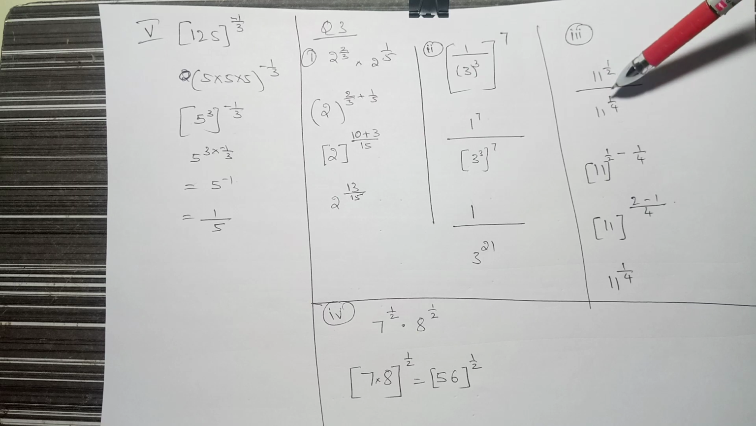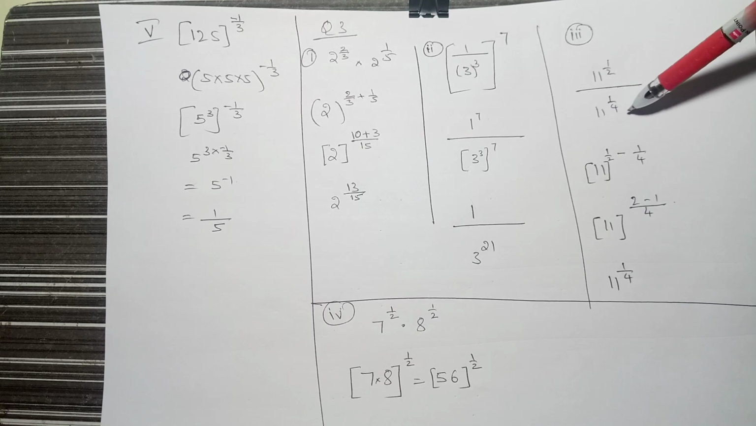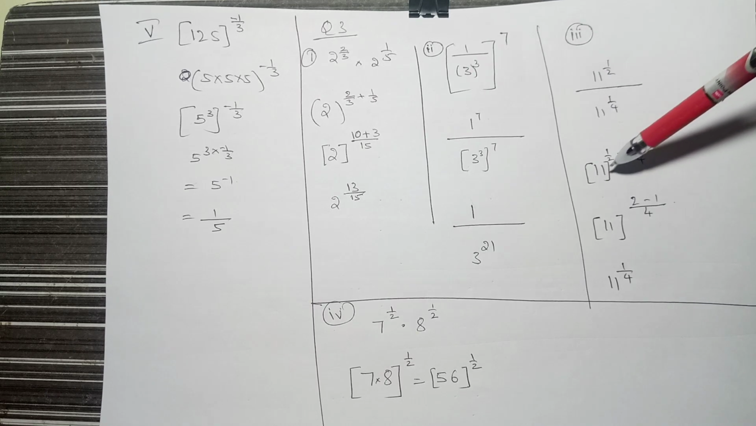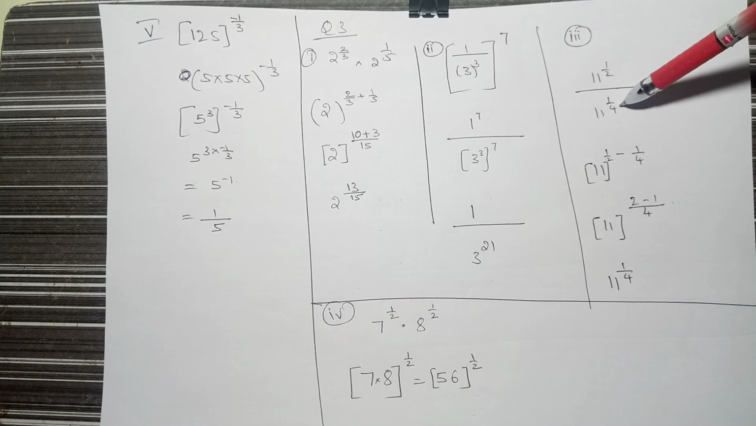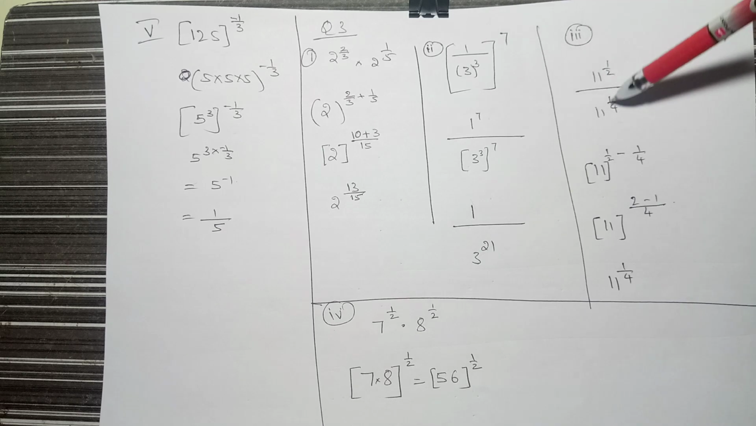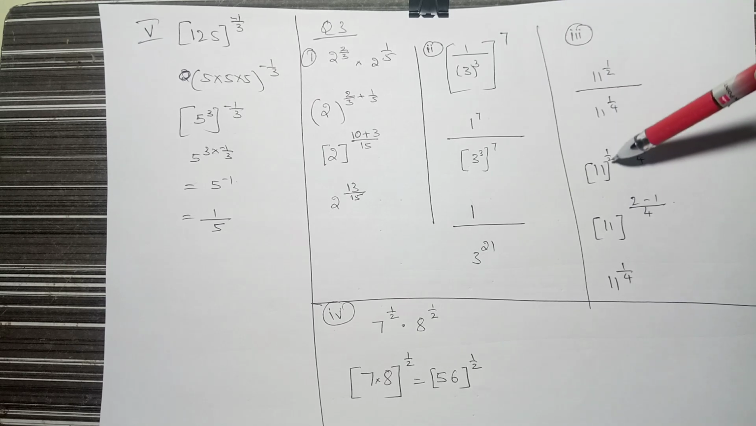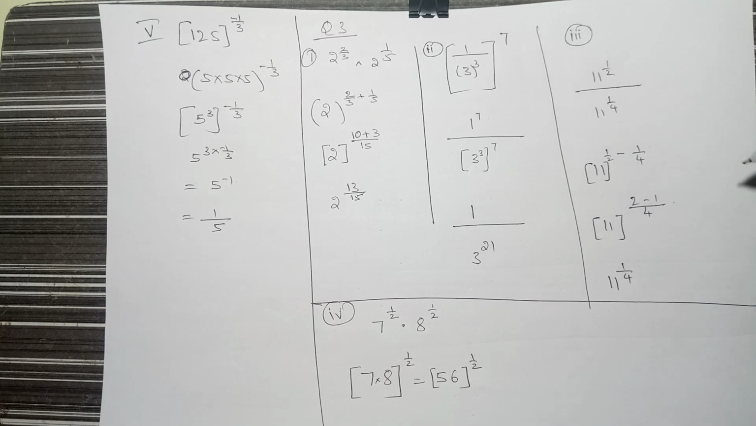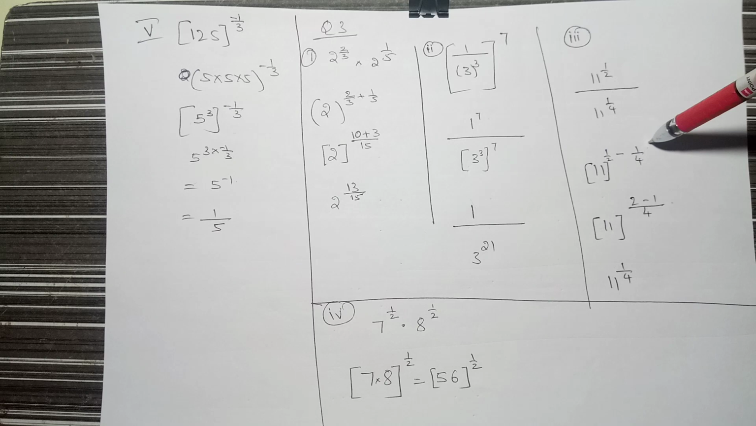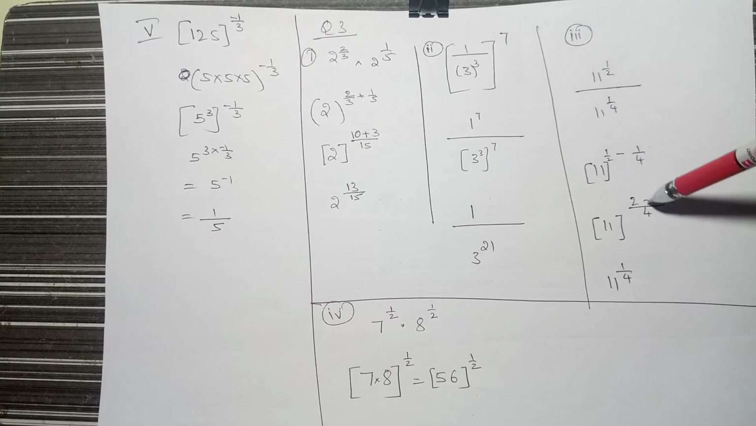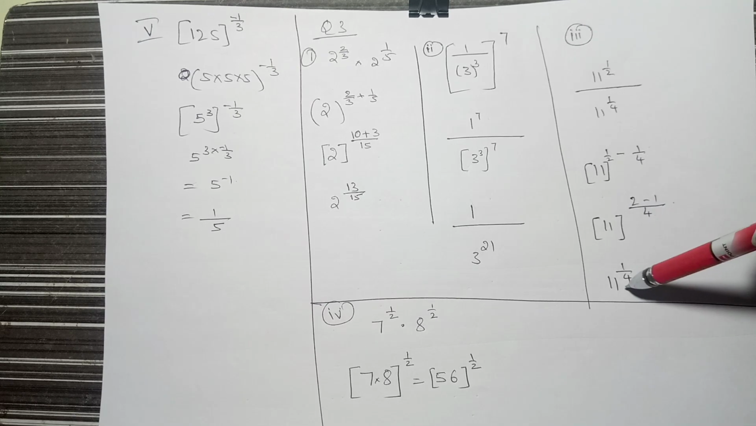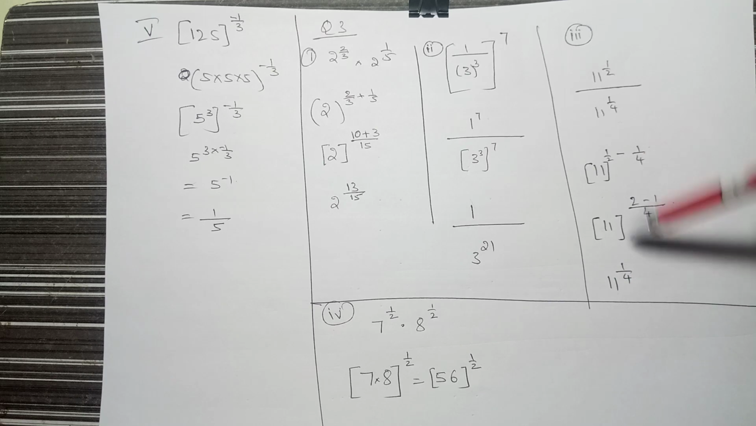11 power 1 by 2 by 11 power 1 by 4. So 11 is common. A power m by a power n is equal to a power m minus n. That's the formula we already discussed in the previous video. Therefore, the two fractions are going to subtract each other. Therefore, 1 by 2 minus 1 by 4 taking LCM, that is 11 power 1 by 4.